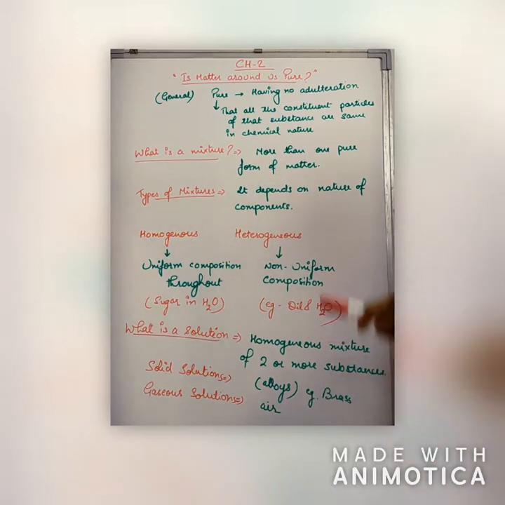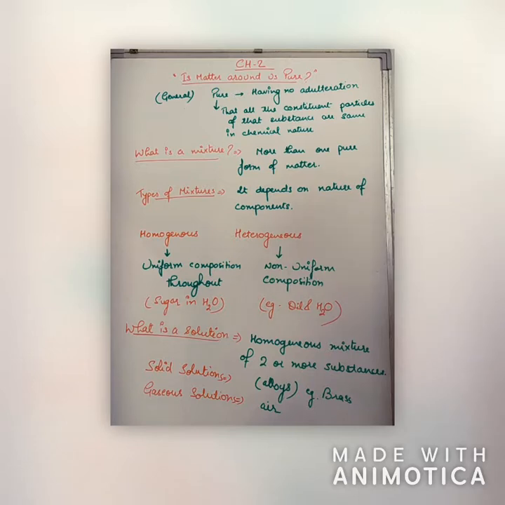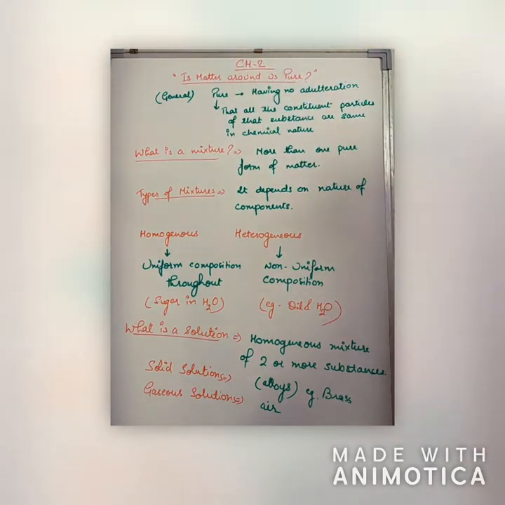So today I am going to start a new chapter. Chapter 2 is Is Matter Around Us Pure? Welcome to one branch of science, and this is your chemistry, right? All of you will be very much aware of this term, matter. We already did it in chapter number 1. So what do you mean by matter? Matter is something which occupies space and has mass, right?